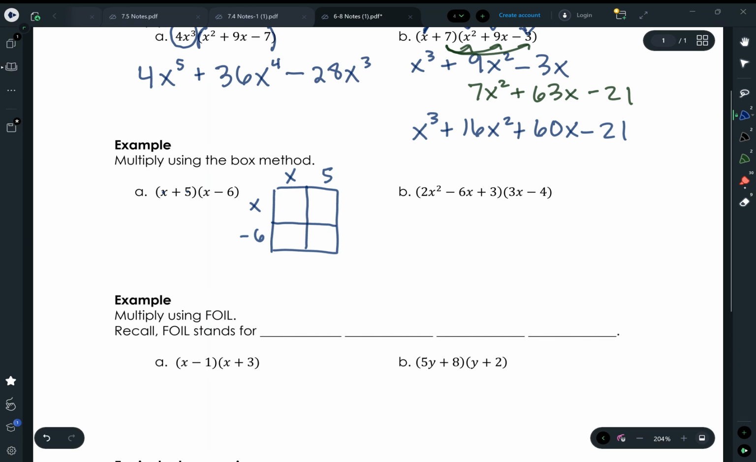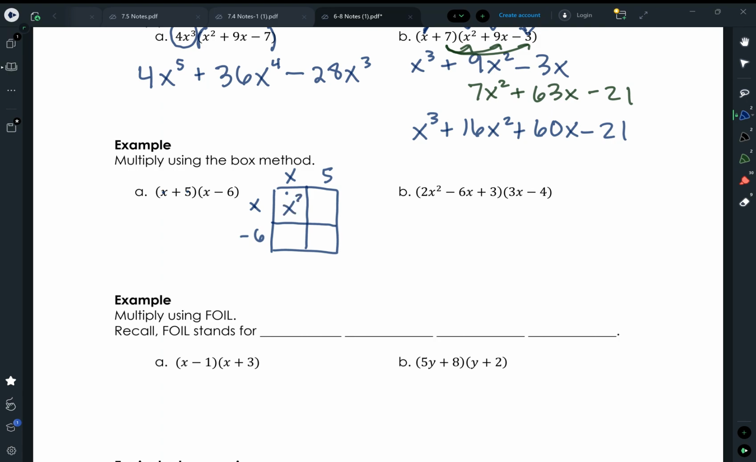And then what I go through and do is I kind of multiply each little thing at a time. So to find whatever goes in this box, I would multiply x times x. So this is going to be an x squared. For the next box, I would multiply the x times the 5 and get a 5x. Next row, negative 6 times x is negative 6x. And then for my last box, I'm multiplying my constants. Negative 6 times 5 is a negative 30.